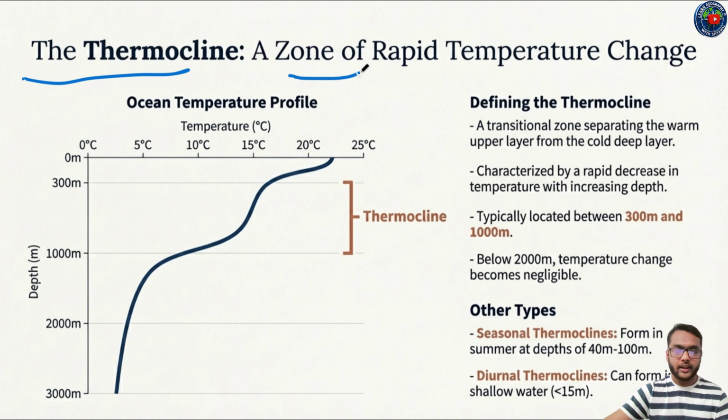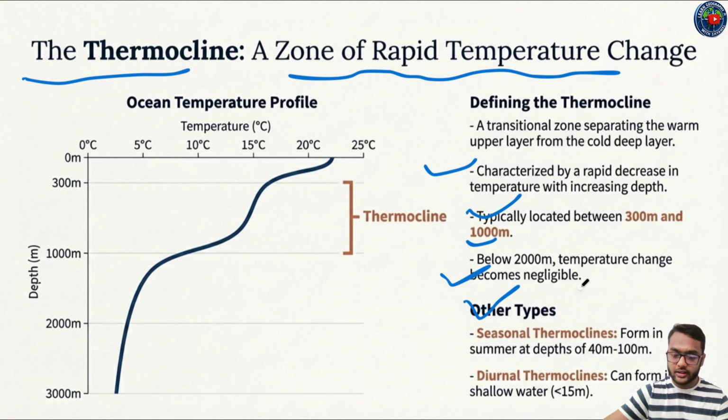Now the thermocline, a zone of rapid temperature change. Defining the thermocline: a transitional zone separating the warm upper layer from the cold deep layer, characterized by a rapid decrease in temperature with increasing depth, typically located between 300 meters and 1000 meters. Below 2000 meters, temperature change becomes negligible. Other types: a seasonal thermocline forms in summer at a depth of 40 to 100 meters. Diurnal thermoclines can form in shallow water less than 15 meters. That is the concept of the thermocline. Basically, it is a transitional zone between a warm layer and a cold deep layer.